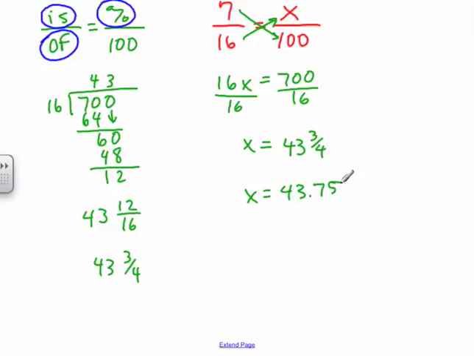But that number's kind of hard to look at. It's easy to work with, but it's hard to look at. But we could also say that x equals 175 over 4 if I just reduce the 700 over 16. Okay? And I think that that's it. Nice job, guys. I like the 43 and 3/4 and the 43.75. That's easy to look at. Okay?